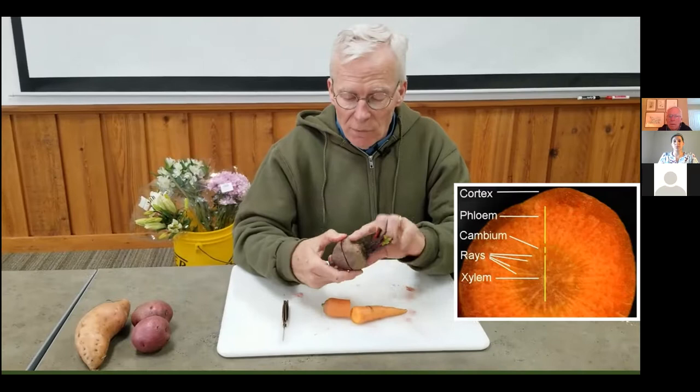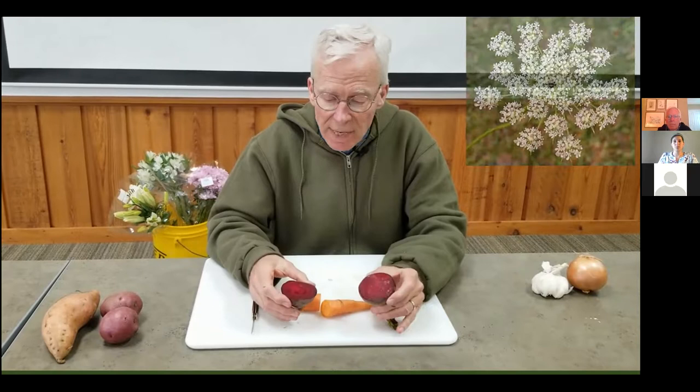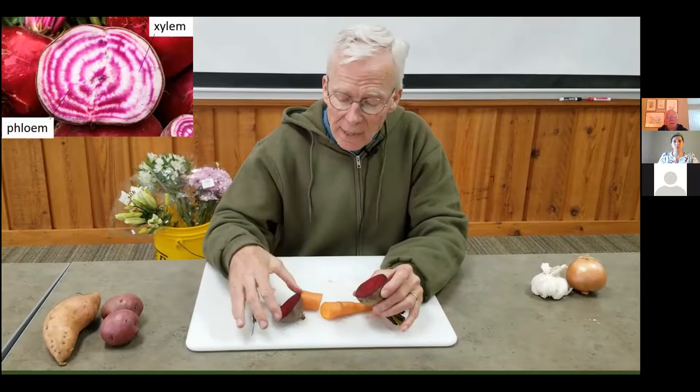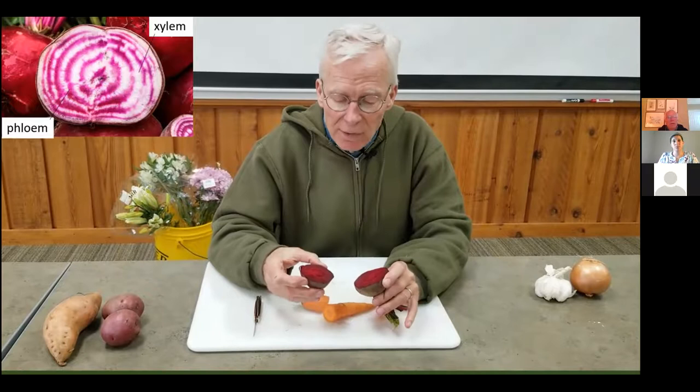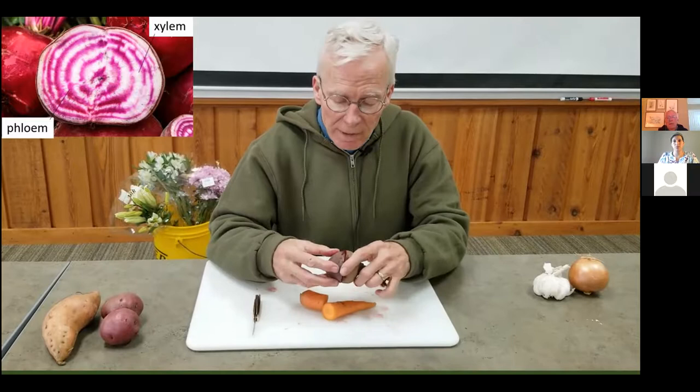With the beetroot, this is another taproot, again swollen. This one is layered in structure. I'm not quite sure. I would guess that's an artifact of its growth in layers. It almost implies sort of secondary growth like a tree. I'm not quite sure of that. I couldn't find any information about exactly how a beetroot grows, but it is a root.